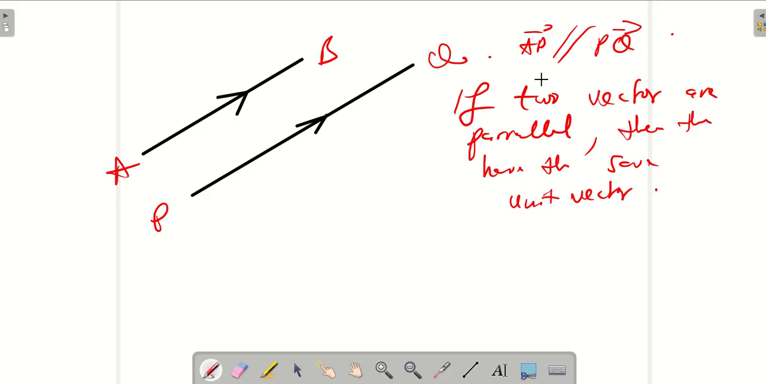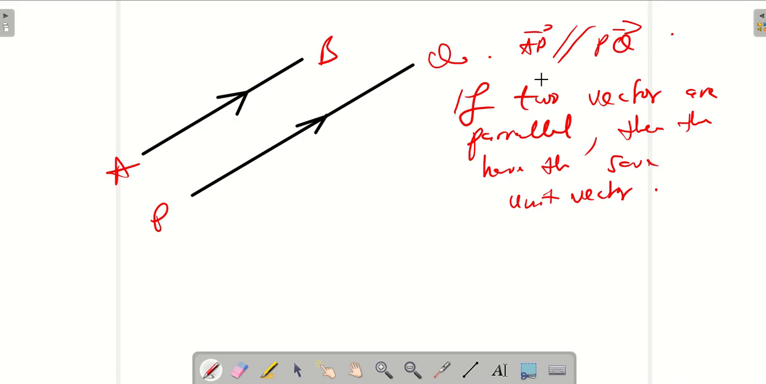If two vectors are parallel, it doesn't mean that the vectors are the same. Are we okay? Because two vectors can be parallel, in the same direction, but their magnitudes are different. Are we okay? Magnitudes are different. But if two vectors are parallel, they have the same unit vector. They have the same what? So let's take note of that.